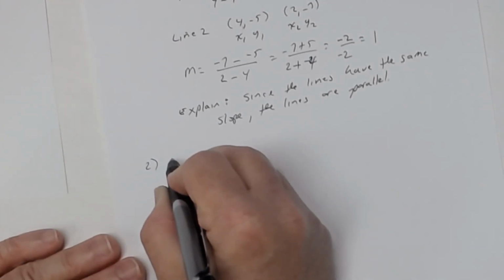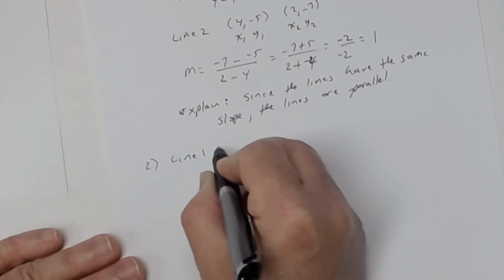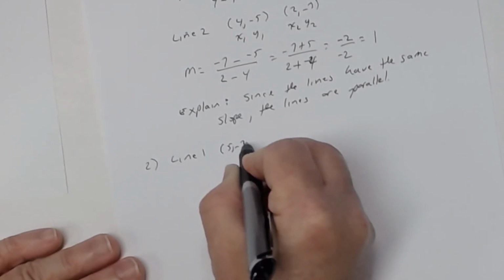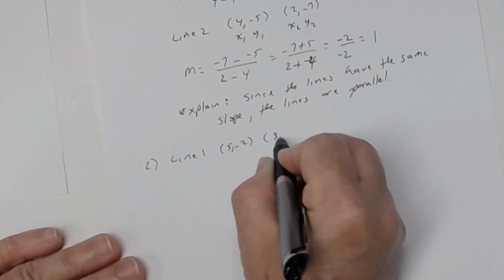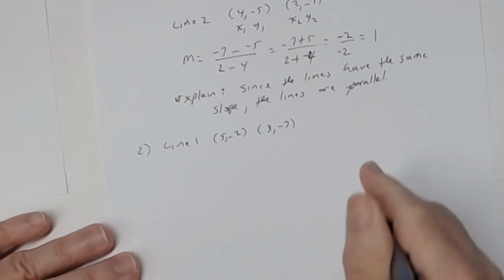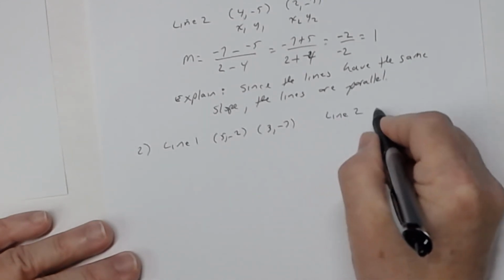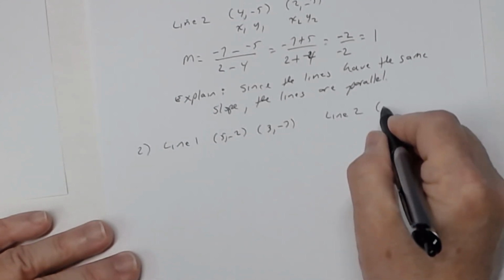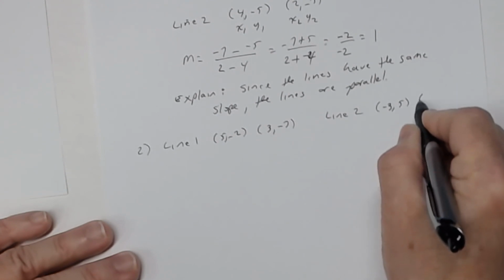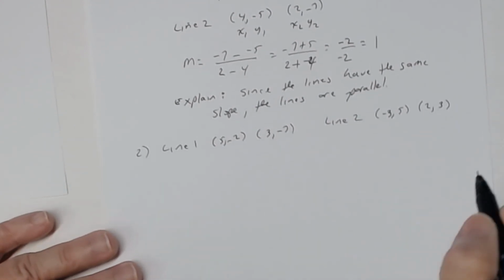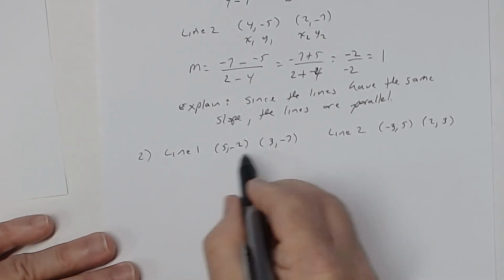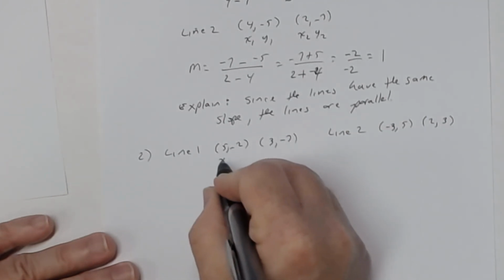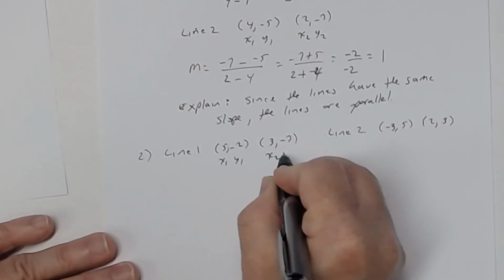So here are your points. Line 1 has points (5, -2) and (3, -7). And line 2 has points (-3, 5) and (2, 3). All right, so let's find the slope of each of those lines. Let's call these x1, y1, x2, y2.